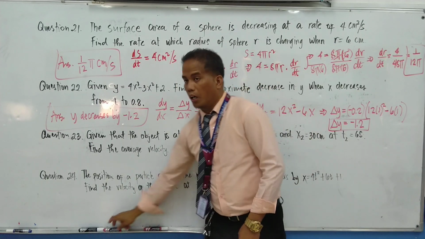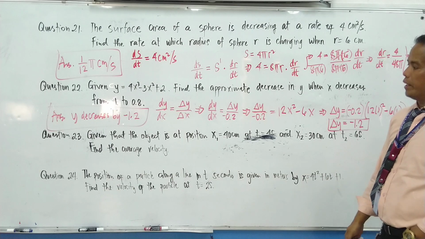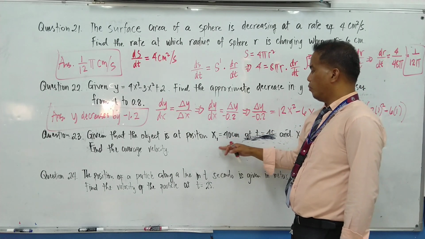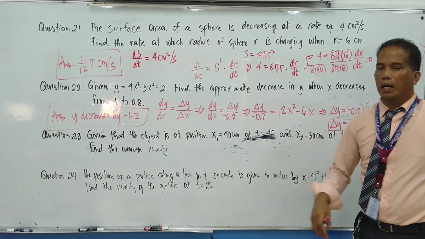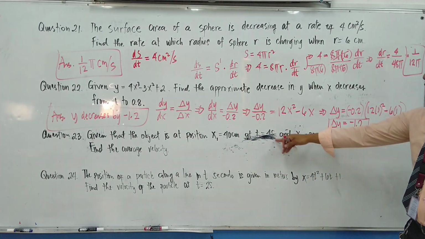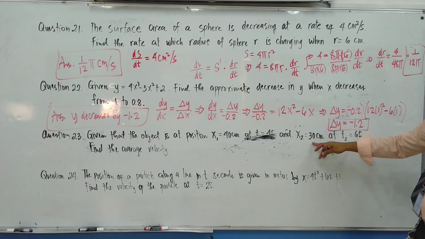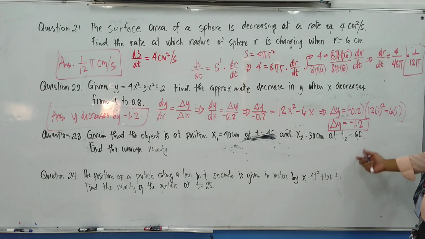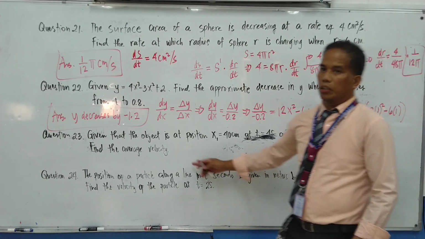Okay? So let's proceed to question number 23. Given that the object is at position x sub 1 equals 40 cm at t sub 1 equals 4 seconds, and x sub 2 equals 30 cm at t sub 2 equals 6 seconds. The question now, find the average velocity.